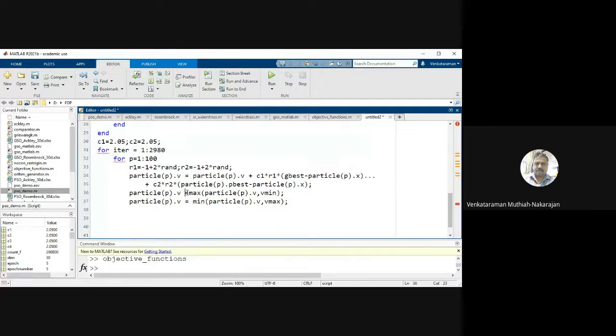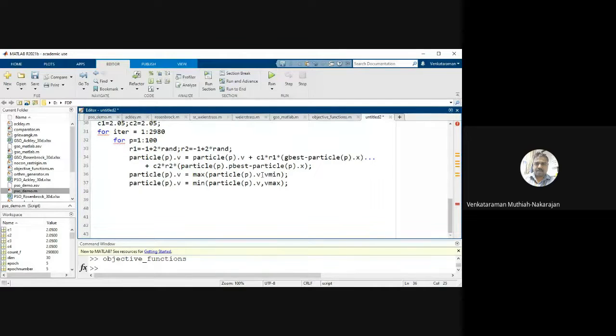It's very clear. This command says it will take all the individual components; this is a 30-dimension vector. Out of the 30 dimensions, none of the velocity vector's components can get lower than v min. So this effectively makes sure that your velocity vectors are within the bounds.